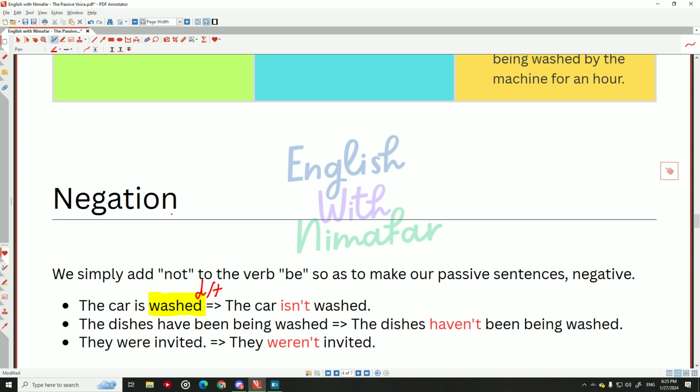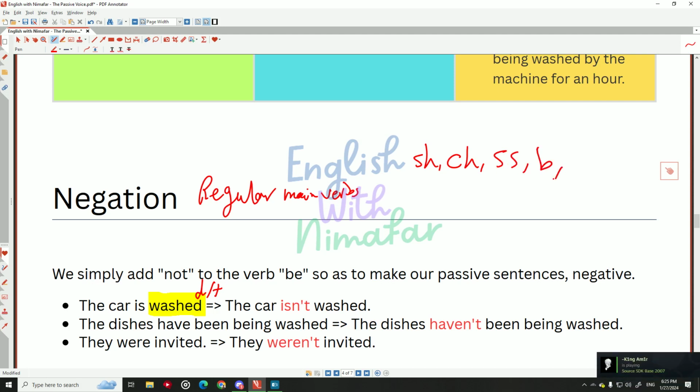So actually, let me tell you. When we have regular main verbs which get ed that end in sh sound, ch sound, se sound, p sound, we can say k sound and fe sound. So, for example, wash, we say washed, work, worked, ask, asked. For example, rob, robbed. The bank was robbed.